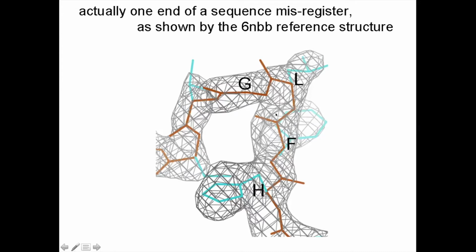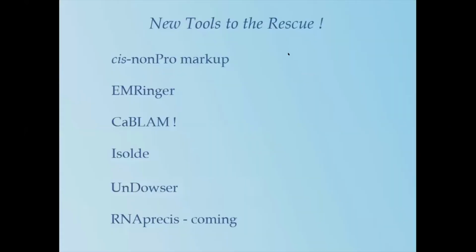And where you actually have density at the ends of a misalignment, things like Kablam and clashes will often show you the problem. It's much harder if, say, this loop were disordered to figure out that there's a sequence shift, because then you really rely on the shapes of the side chains. So this is a whole set of potential problems.